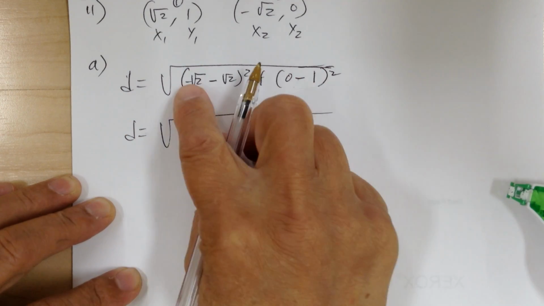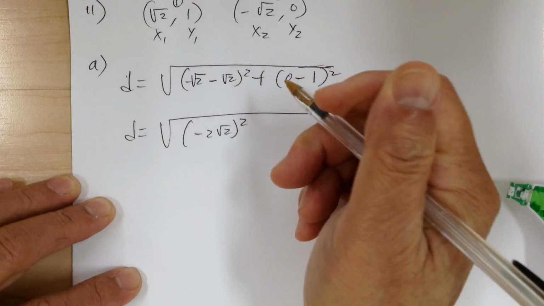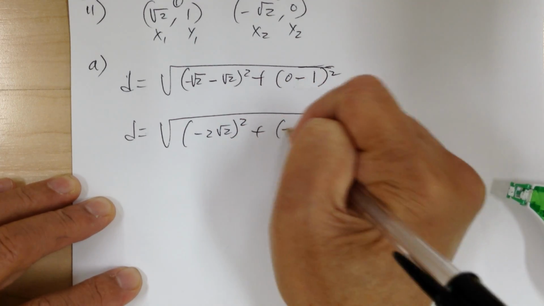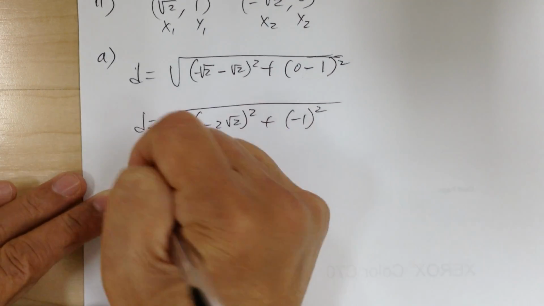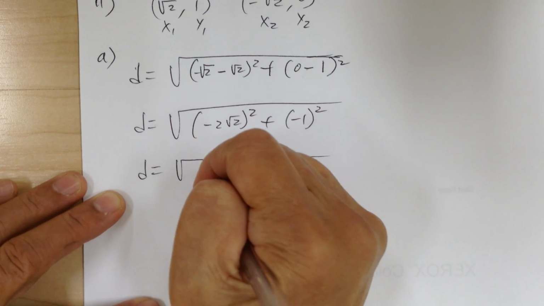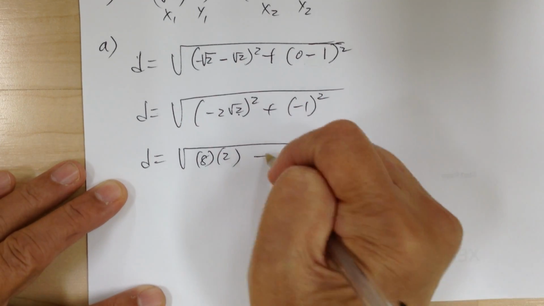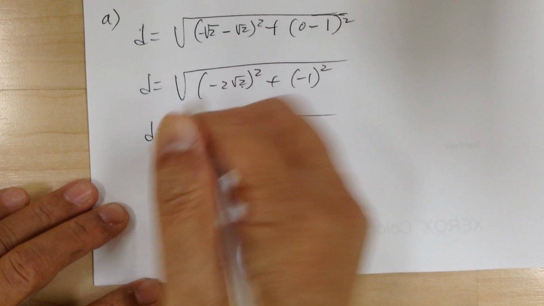Okay, so let's work it out. This minus this will give you negative 2 square root of 2, and this minus this will give you negative 1. Then after that you can square that.